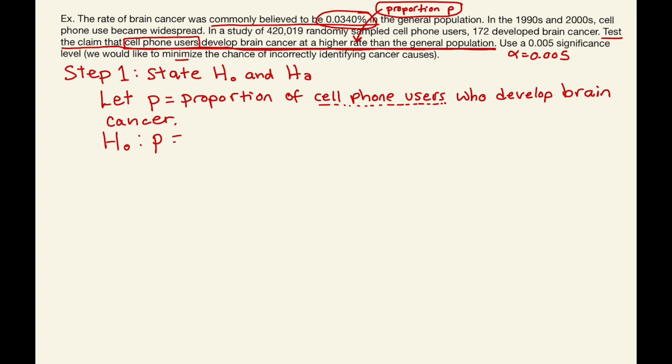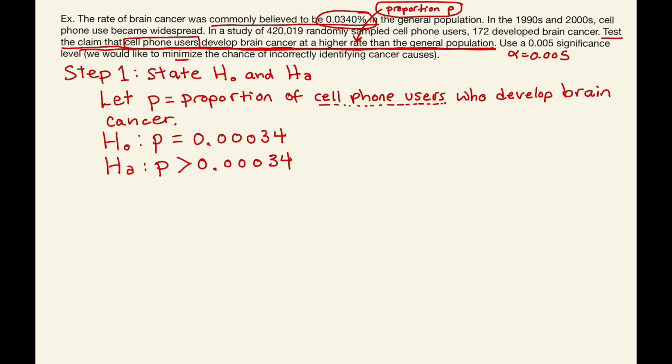So the proportion of cell phone users who develop brain cancer is 0.00034. I've just written that as a decimal. The alternative hypothesis, and that's what we see in the claim here, is that cell phone users develop brain cancer at a higher rate. So that is p is greater than 0.00034.